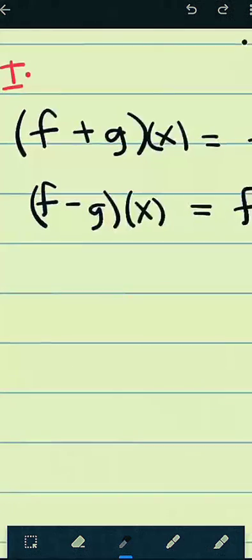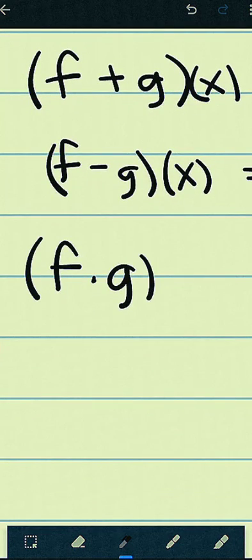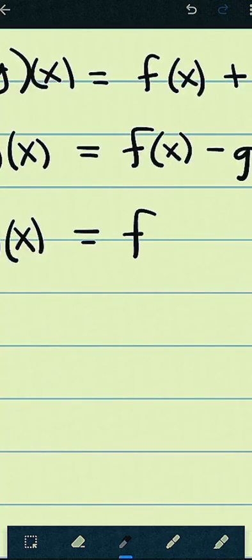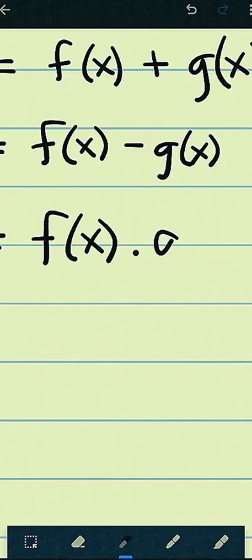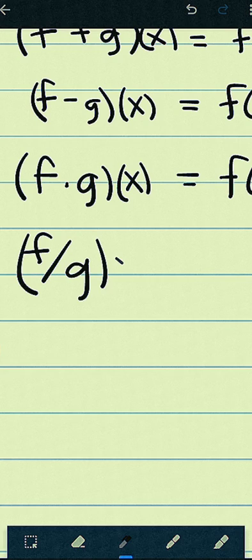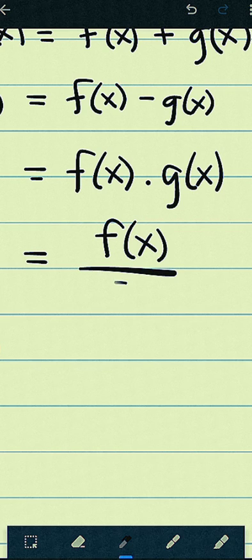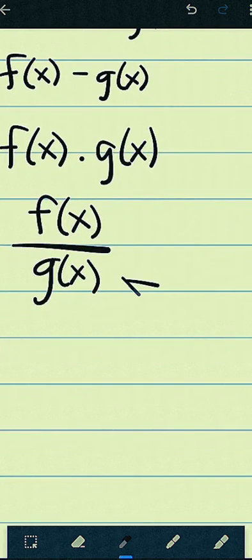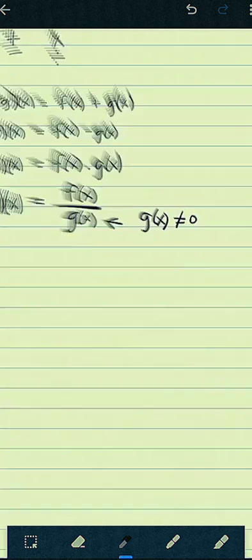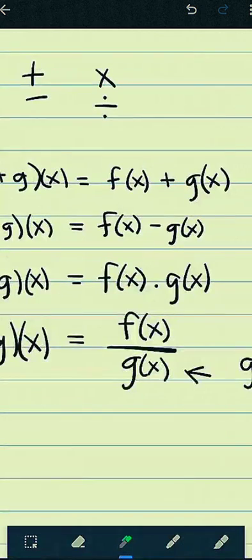And if we multiply the two functions together, f times g of x, it's equal to f of x times g of x. And if we divide, all you need to do is divide the functions. But here, you need to take note that g of x should not be equal to 0. Otherwise, it will become undefined. So this is how you combine functions.